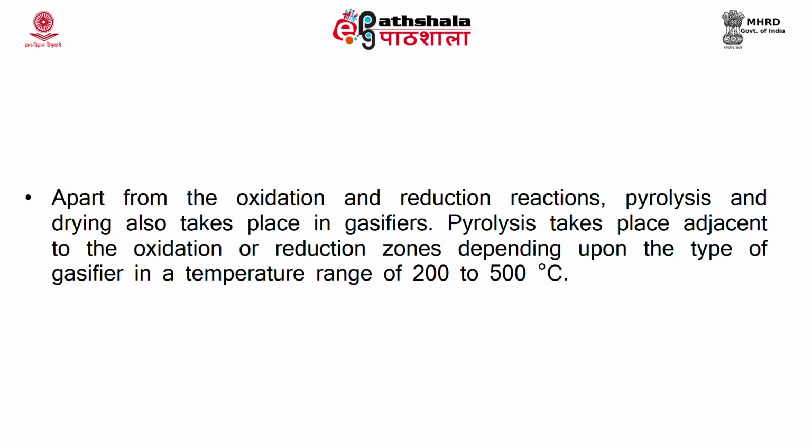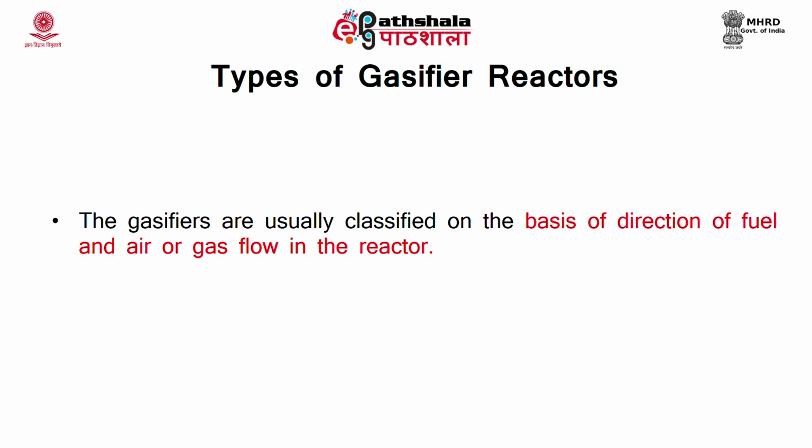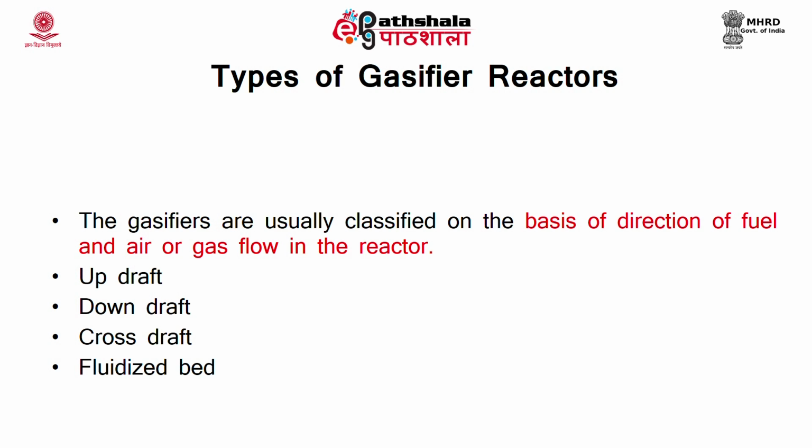Apart from oxidation and reduction reactions, pyrolysis and drying also take place in gasifiers, as we have already seen in the different steps in the reaction. The pyrolysis takes place adjacent to the oxidation or reduction zone depending upon the type of gasifier. Let us see what the different types of gasifier are. The gasifiers are usually classified on the basis of direction of fuel and air or gas flow in the reactor. Based on that, there are 4 major types: updraft, downdraft, cross draft and fluidized bed gasifiers.